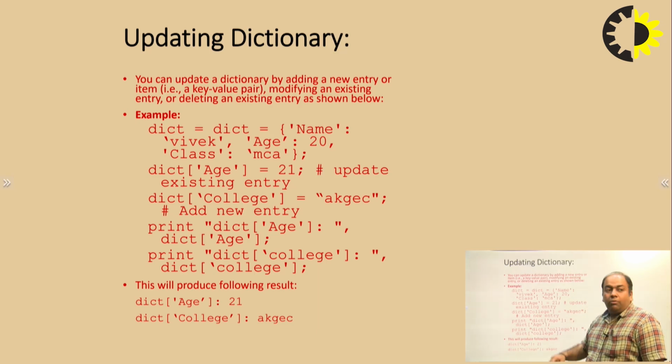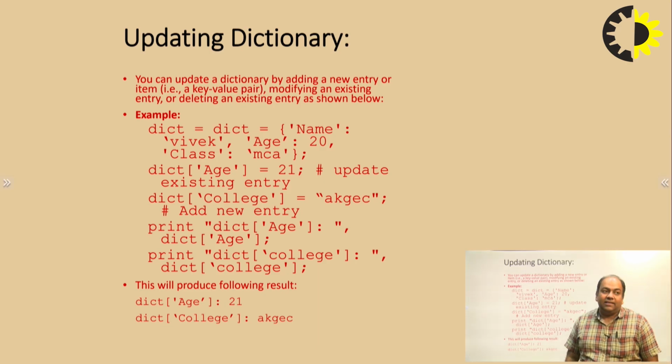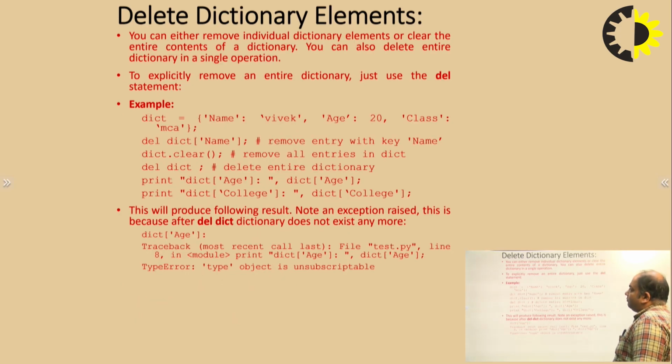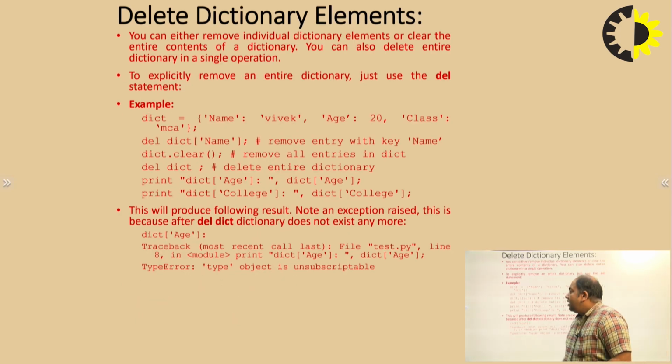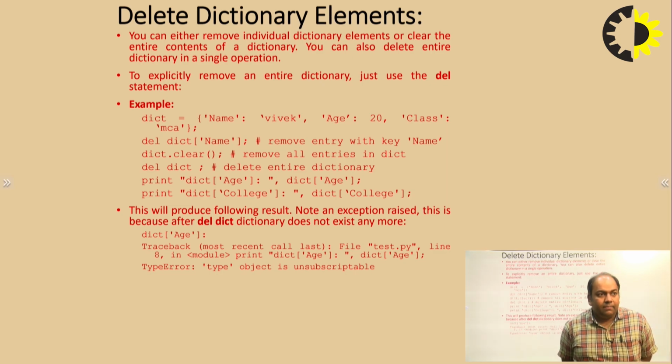So if I want to print the age and the college, it will print 21 and AKGC. So it is defined inside this dictionary. A dictionary can be added to, updated by a new entry or item, have an existing entry modified, or have an existing entry deleted. For deleting the existing entry, we use del, for removing the entry with the key name.